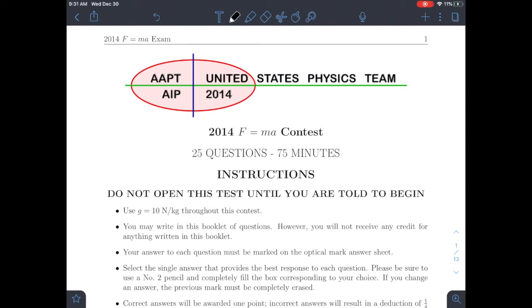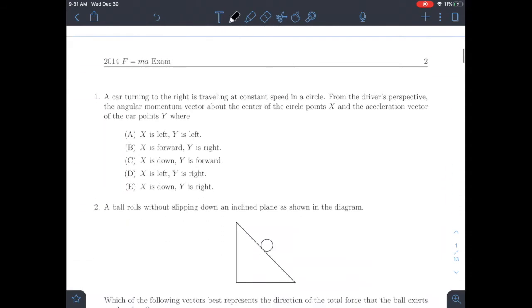Today we are going to solve the United States Physics Team 2014 F equals ma contest. We have 25 questions in 75 minutes, so let's start.